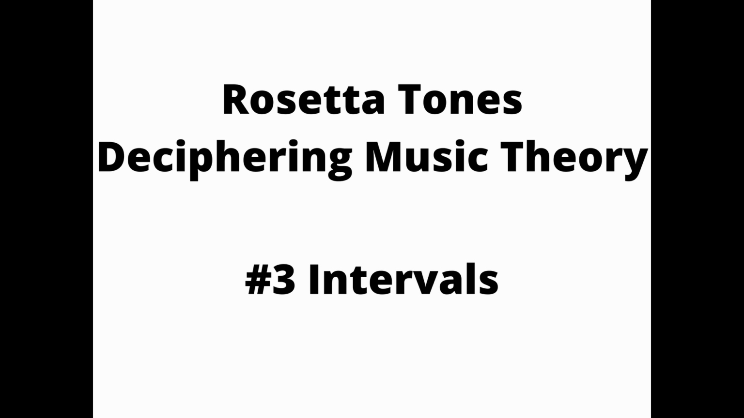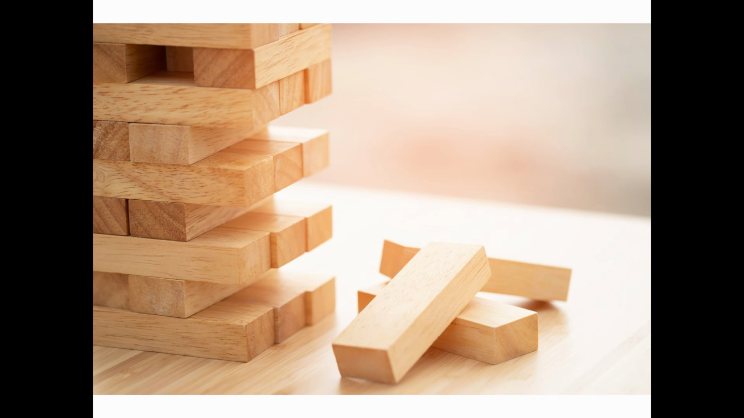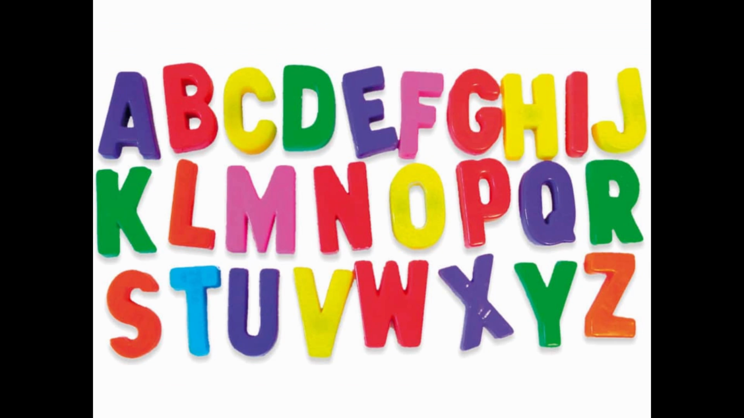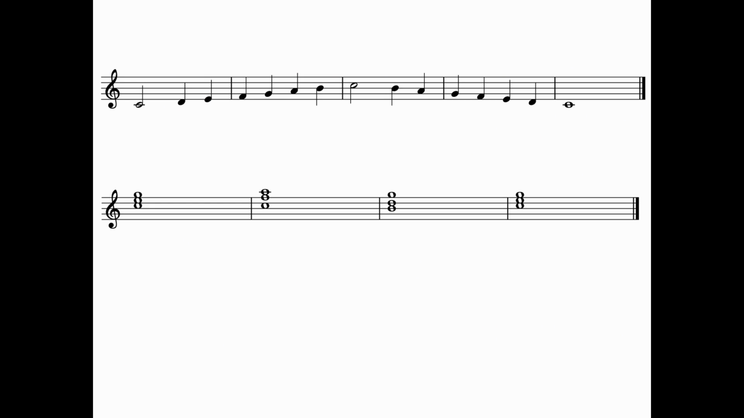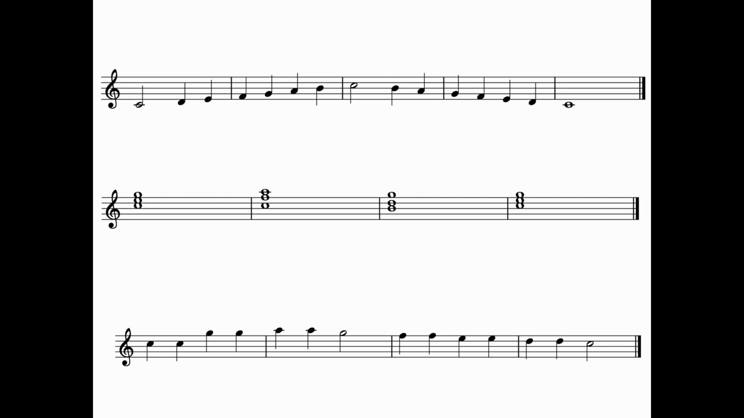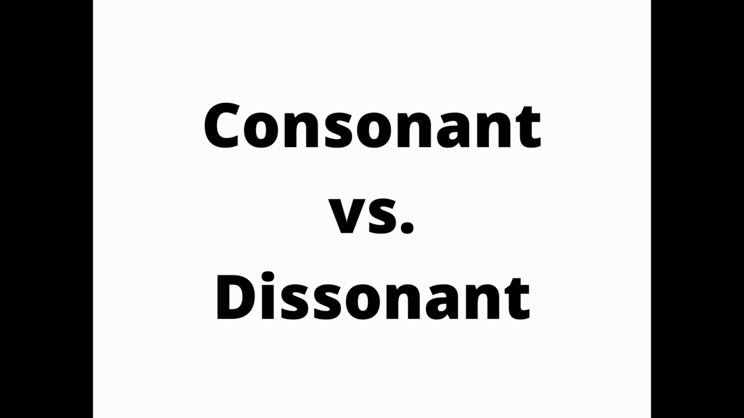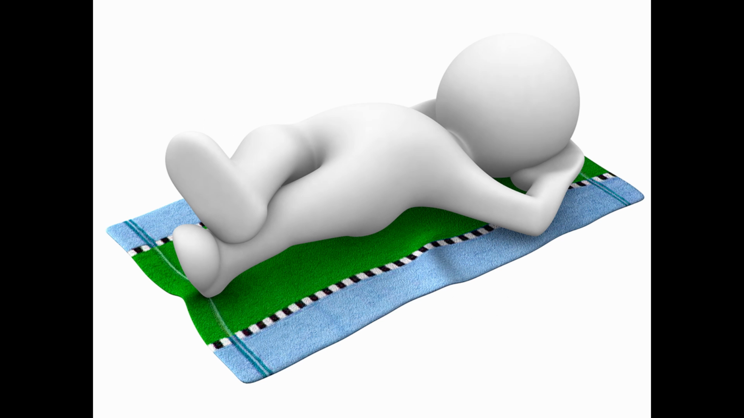Intervals are often described as the building blocks of music, and are basically the musical version of the alphabet. Intervals are how we build larger patterns such as scales, chords, and melodies, and can be described in several ways. The most general way to describe an interval is whether it is consonant or dissonant. Consonant refers to how at rest something feels.